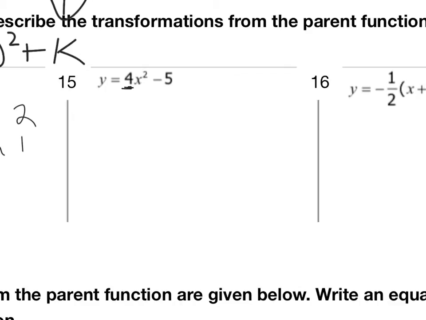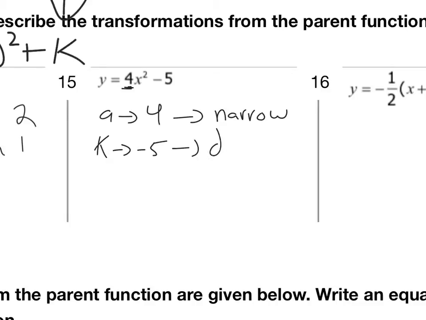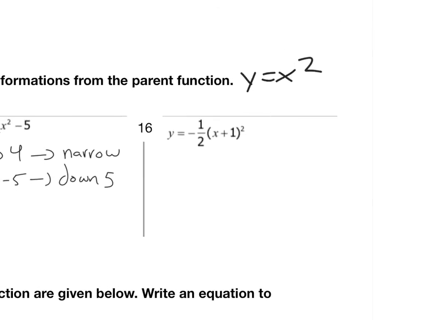Actually, I should have probably written it this way. Let me write it this way. A is 4, which is a number that's greater than 1. So because of that, we're going to have a more narrow graph. And then k is -5, which k controls the vertical shift. That means we're going down 5. All right, quite a few transformations here.